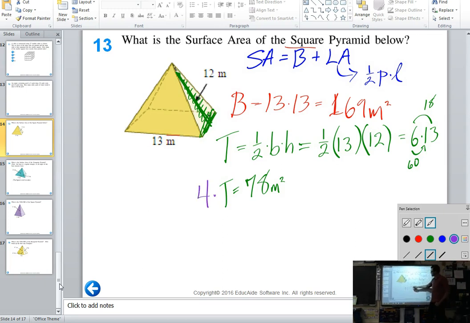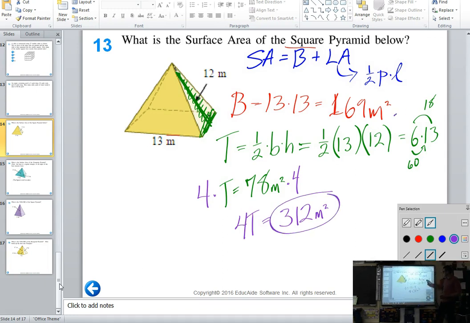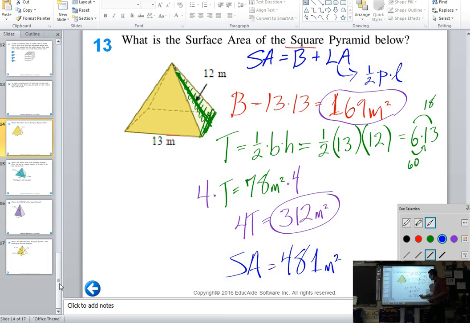So if I say I have 4 triangles, I'm going to have to, over here, multiply by 4. That 4T will then come out to be, that's a bit much for me to trust myself on. I could do it, but I'd want to verify it. 312 meters squared. So that's my entire lateral area. This is the entire base area. I just sum those together to find the total surface area, and we get a final answer that my surface area is 481 meters squared for this pyramid.